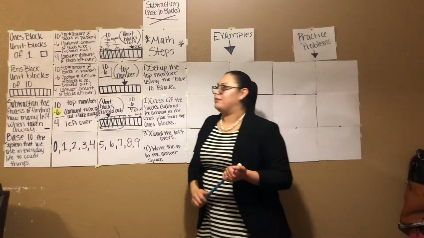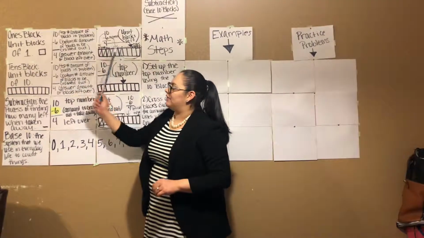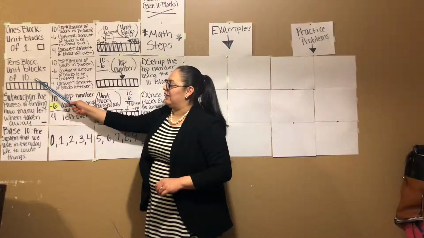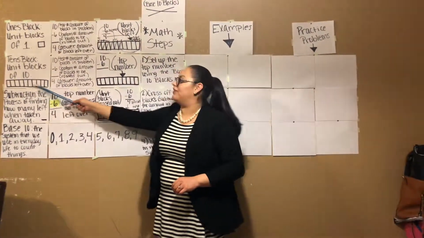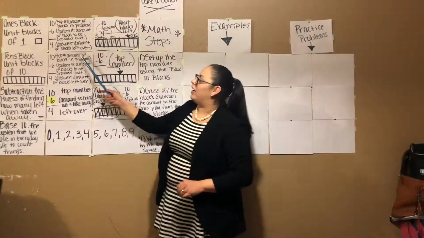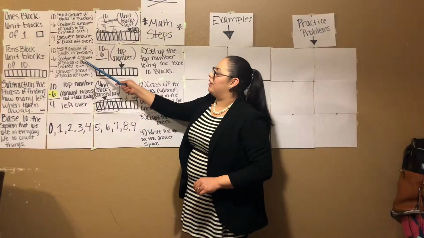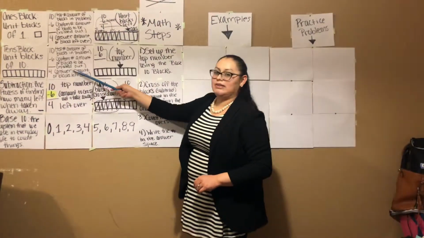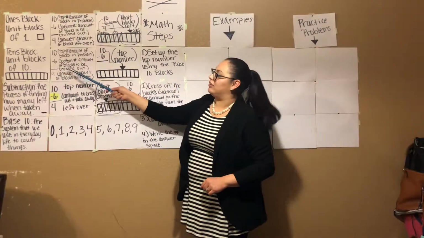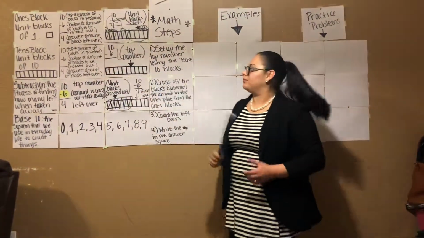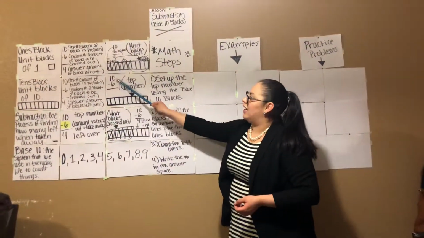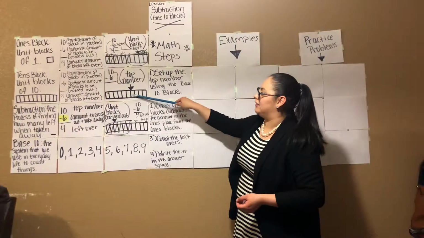Next, a tens block. A tens block is unit blocks of 10. This is an example of a tens block. We have in a problem your top number, which is the amount of blocks in a problem, the bottom number, the amount of blocks to be crossed out, and once again your answer, the amount of blocks left over. So here is the top number for the problem, and this is the tens block.